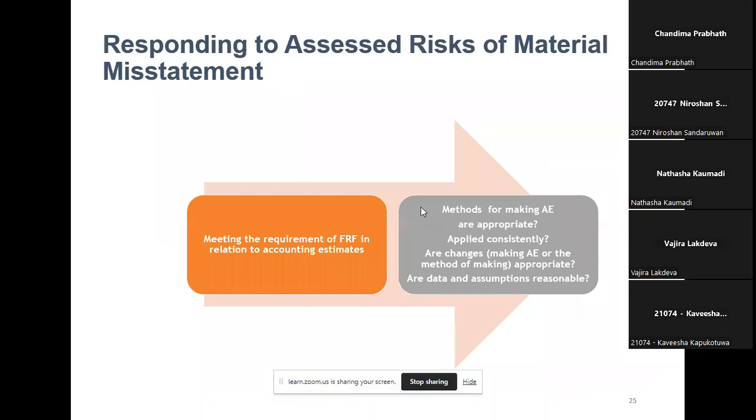So if you go back to the methods for making accounting estimates, did somebody ask a question or somebody raise their voice?